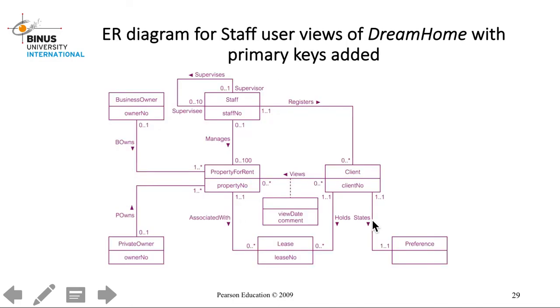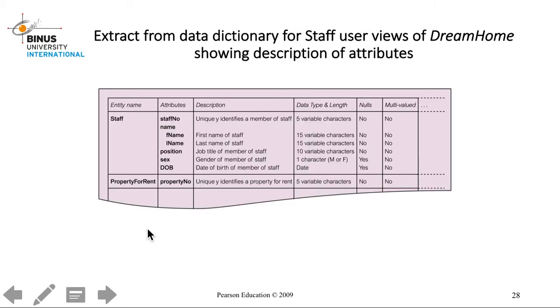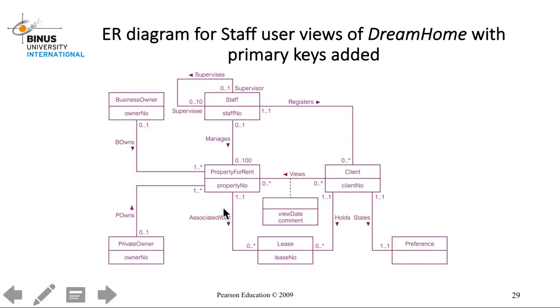After we define the attributes, we need to know whether each entity has a primary key. From this data dictionary, we can identify the important attribute, so we can put this as the primary key. For example, staff has staff number, property for rent has property number, lease has lease number, private owner has owner number, and business owner has owner number.